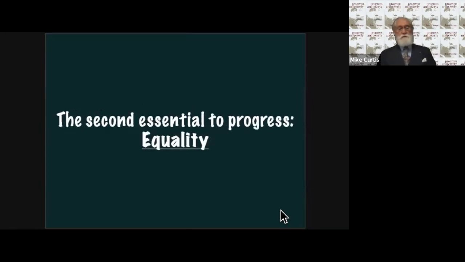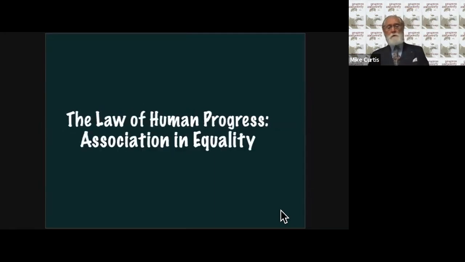The second essential to progress is equality, a condition of freedom and justice. It lessens the wasteful expenditure of mental and physical power in conflict. The law of human progress is association in equality. Association frees human power for improvement. Equality prevents its dissipation in fruitless struggles. And that, ladies and gentlemen, is the law of human progress.